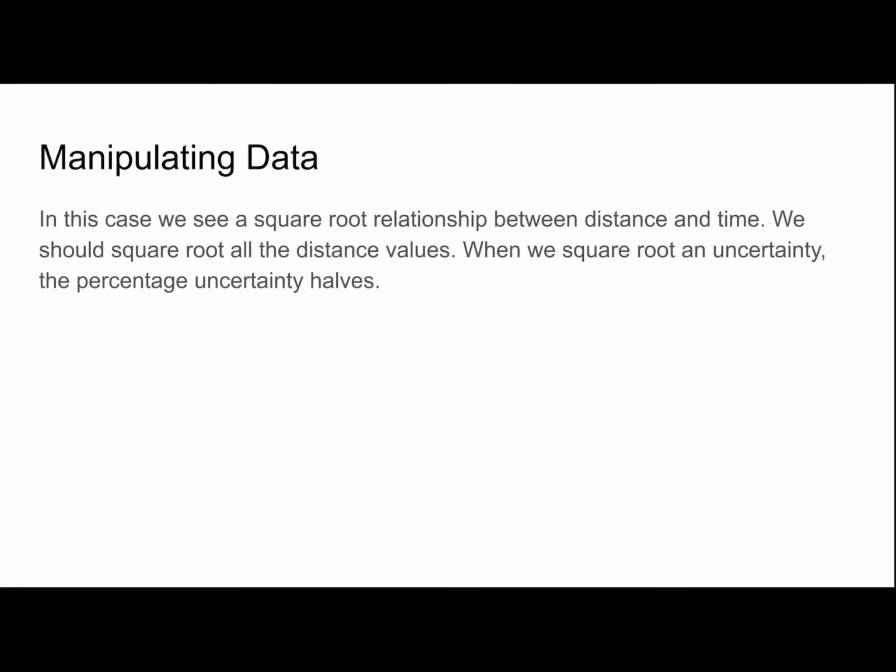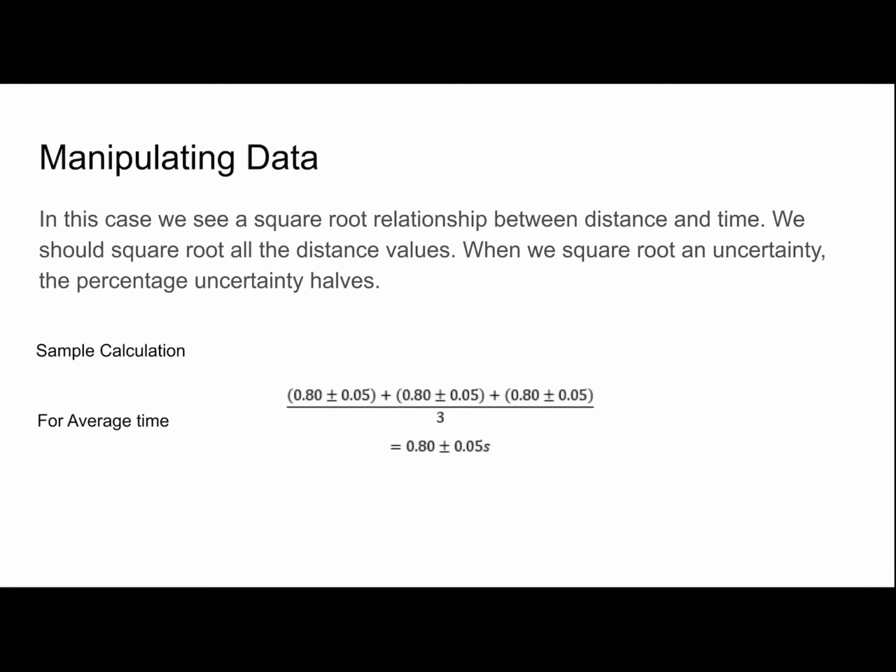I have some examples on the next slide. In this case, we see a square root relationship between the distance and time. We should square root all the distance values. When we square root an uncertainty, the percentage uncertainty halves. So a sample calculation for this is for the average time. Average time is pretty simple. You just add the uncertainties and then divide by a constant.